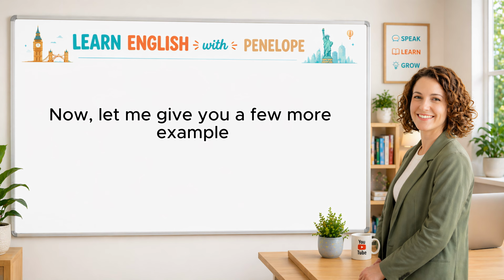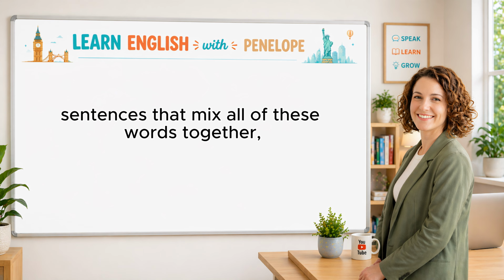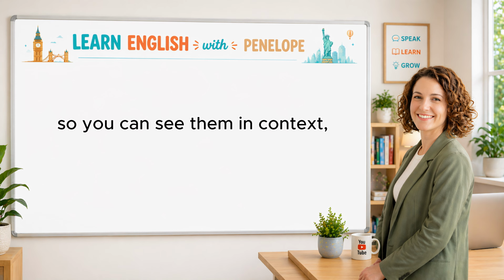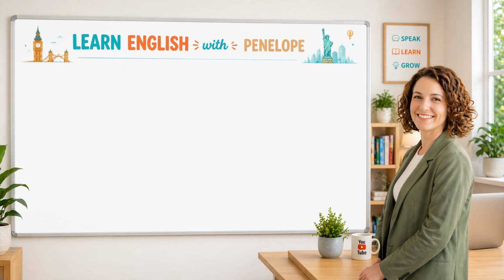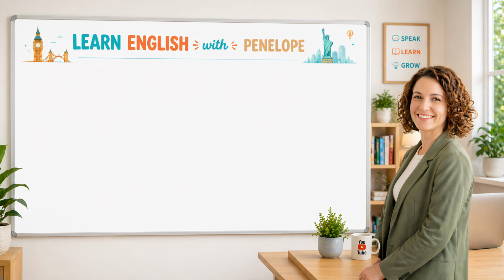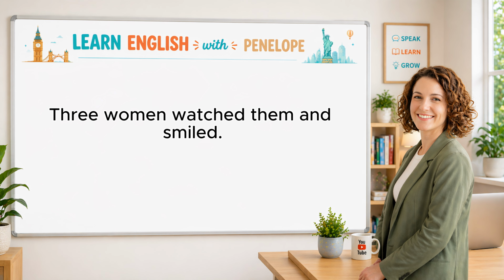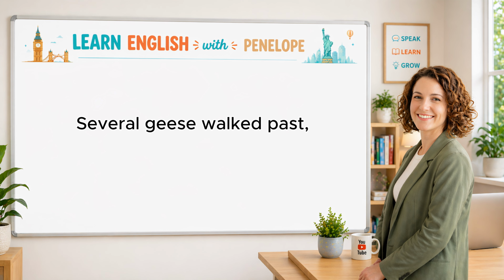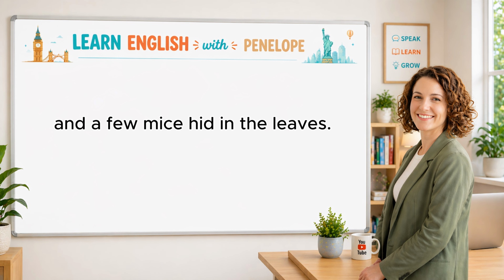Now, let me give you a few more example sentences that mix all of these words together so you can see them in context. That means in real sentences. The children played in the park. Their feet were muddy and their teeth were shining bright. 3 women watched them and smiled. Several geese walked past, and a few mice hid in the leaves.